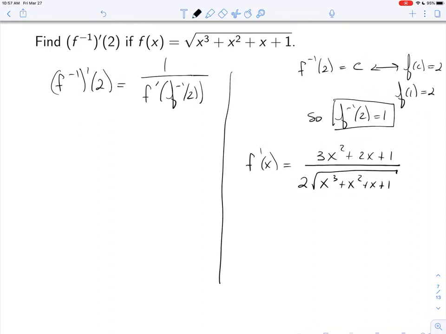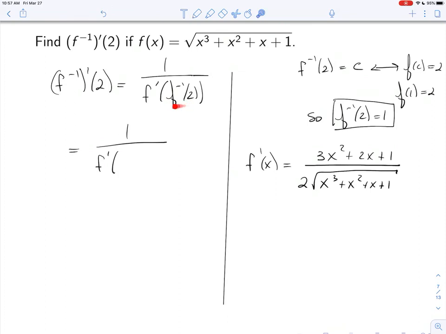Okay. So now we're ready to work out our problem. So I want to just simplify this equation that I've written down. This is our formula that we discussed and actually came up with in class. And so now I'm going to say, well, this is the same thing as 1 over f prime of, well, we said f inverse of 2 was 1. So this is just f prime of 1.